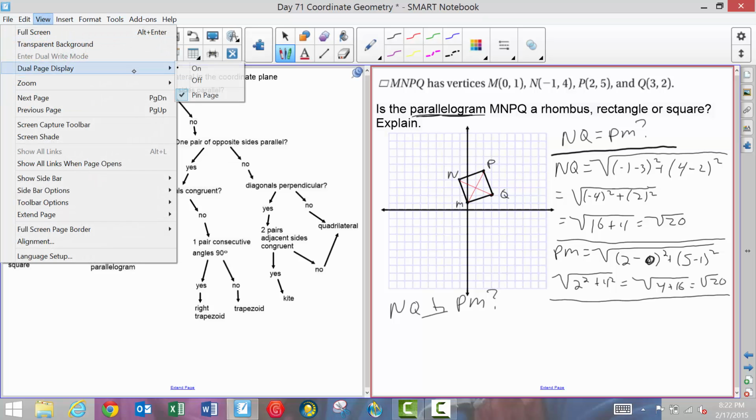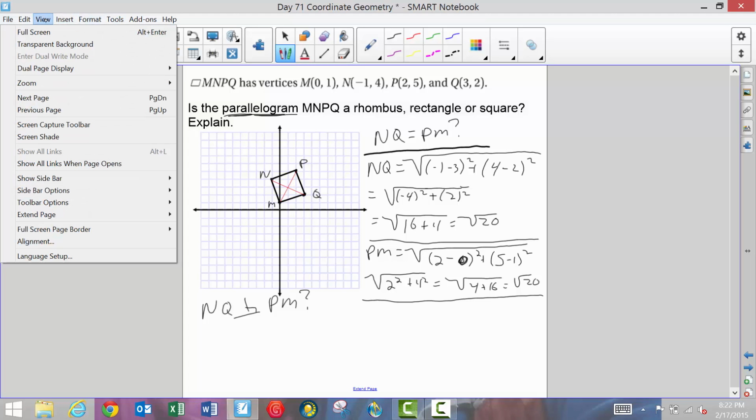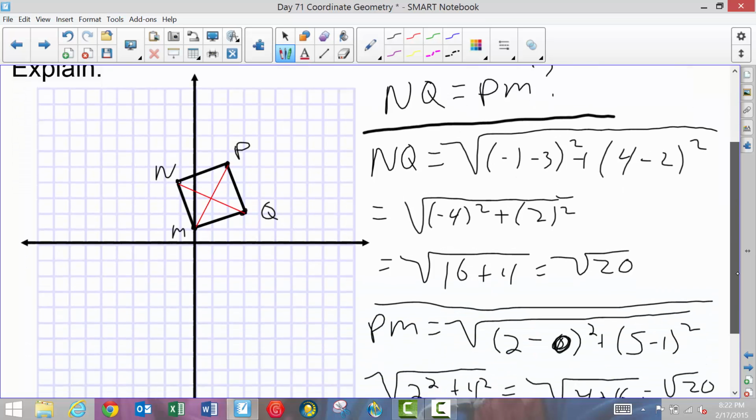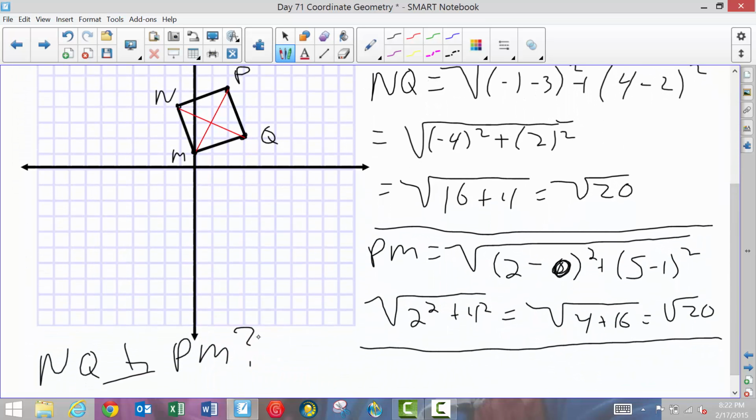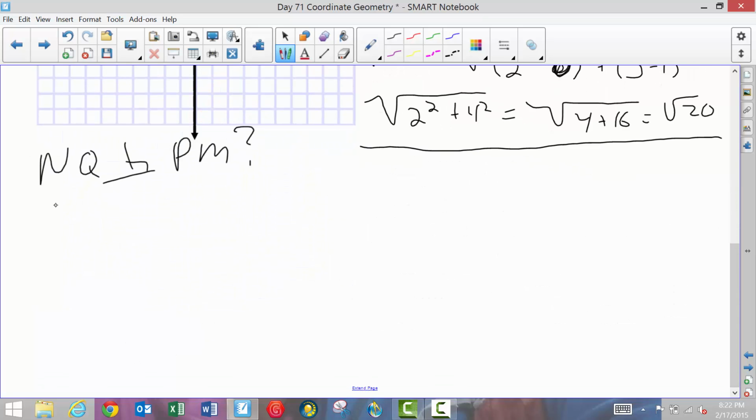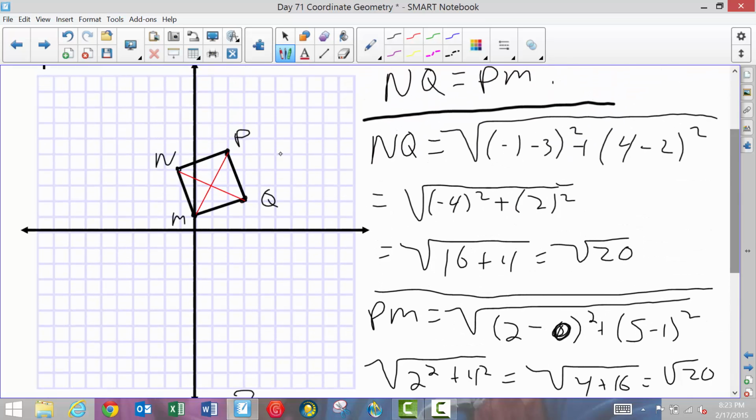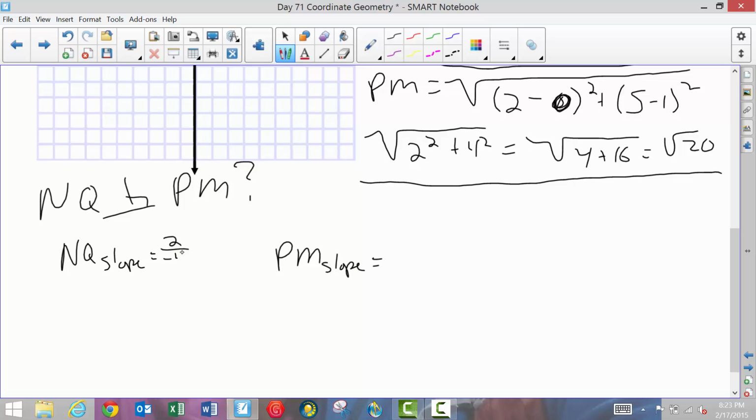So let's go back, turn off this dual display. So let's do slope. I want to know, is NQ perpendicular to PM? So I have to do my slope. I need the NQ slope, and I need the PM slope. So let's go back up to my graph and do NQ slope using rise over run. So N to Q. When I do slope in the coordinate grid, I always start at the lowest point on the line. Go rise and then run. So it's always up, knowing it's positive, and left and right. So N to Q, I go up 1, 2, over 1, 2, 3, 4. So that's 2, -4, which is 1 over -2. So that's my NQ slope.